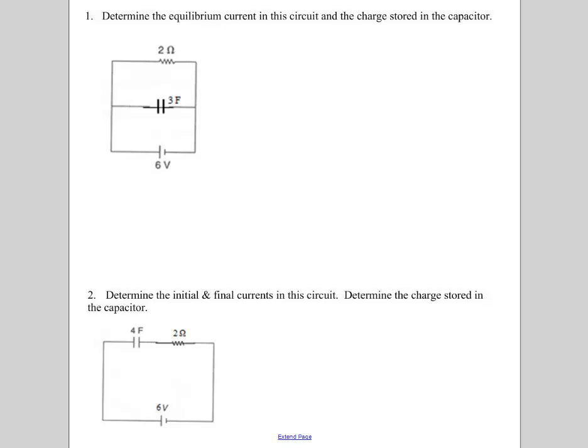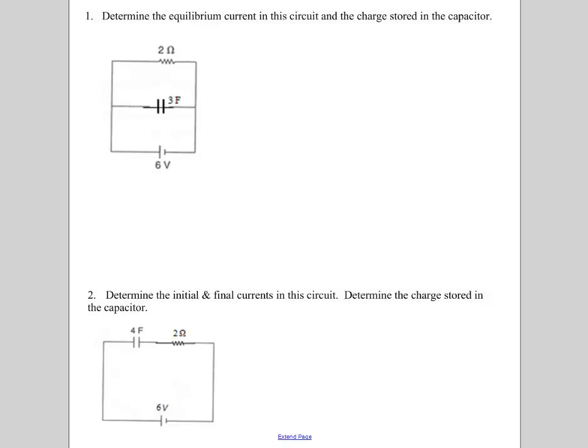Let's work through a couple more examples of RC circuits where we have both resistors and capacitors in our circuit to make sure that we've got enough practice for these. For number one, we're determining the equilibrium current in the circuit and the charge stored in the capacitor.